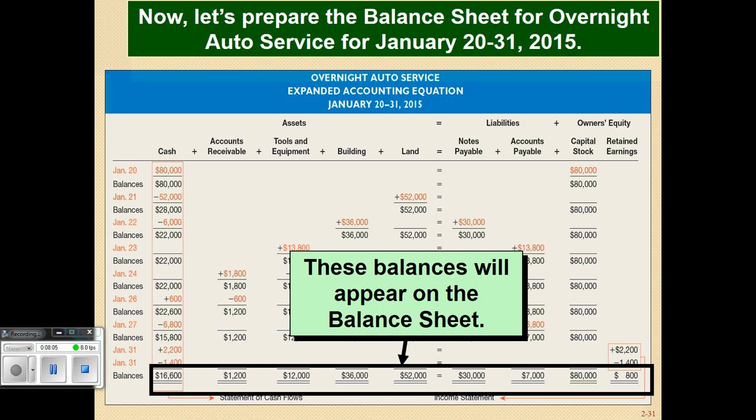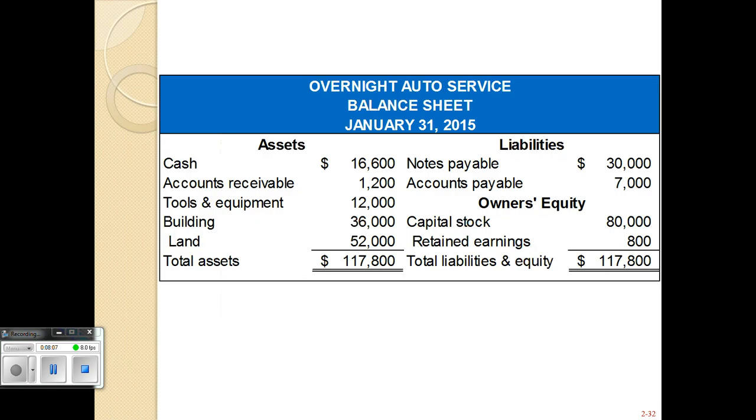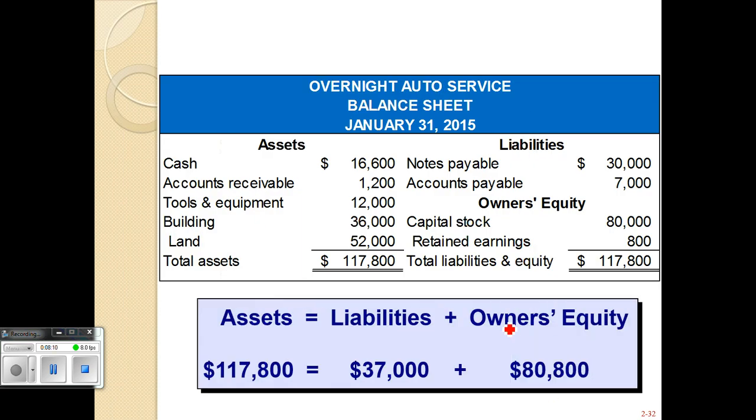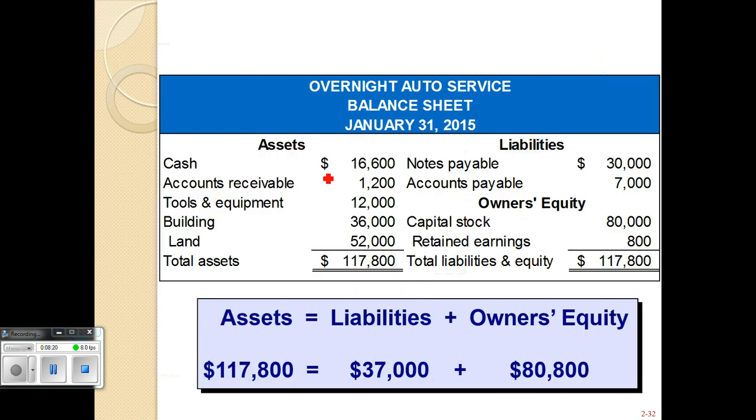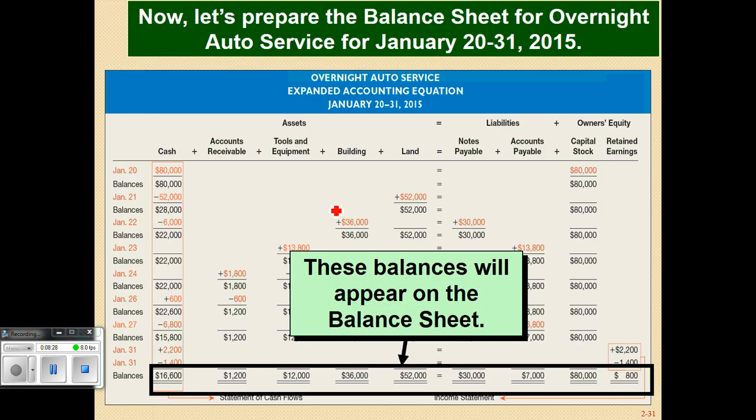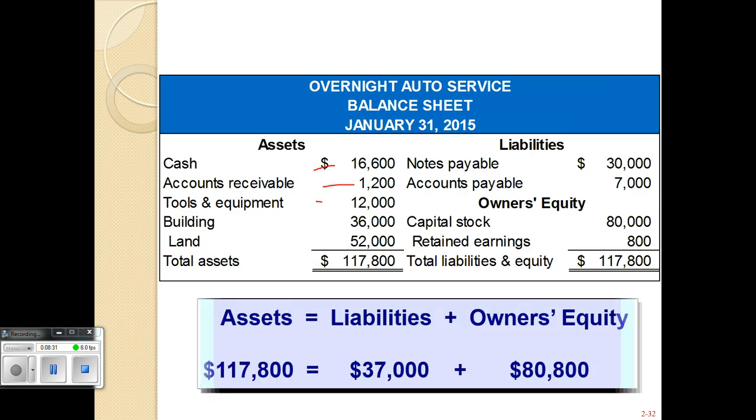I already mentioned that those items at the bottom are what's going to show up on the balance sheet. And notice the balance sheet is here, and all they did is copy those numbers at the bottom, 16.8, 1,200, what have you. There's the 16.6, 1,200, 12 grand. And notice my assets equal my liabilities plus owner's equity. So all I did is copy those amounts from that earlier statement onto these.